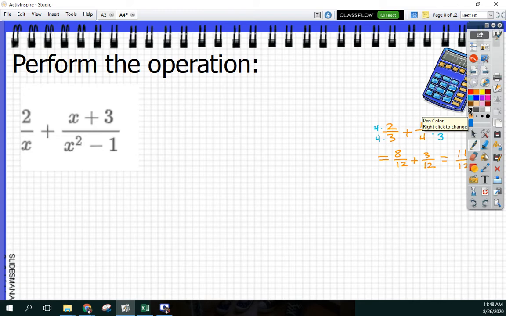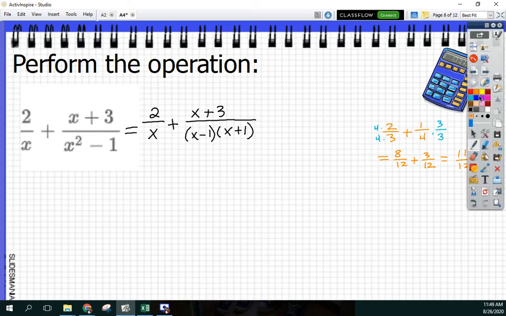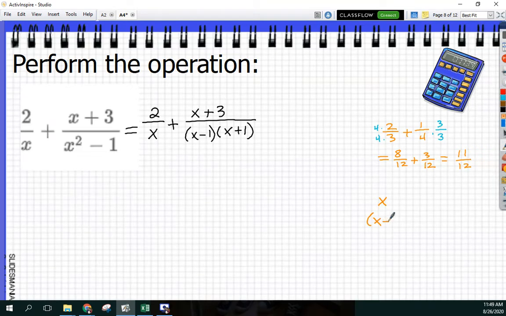So notice that my first denominator is x. That's pretty simple as it is. But my second denominator is x squared minus 1. And hopefully we've done enough factoring now that we should automatically recognize that that is a difference of squares. So we want to go ahead and factor that. So I have x minus 1 times x plus 1. So now, looking at my two factors, I'm looking at x and x minus 1 times x plus 1.